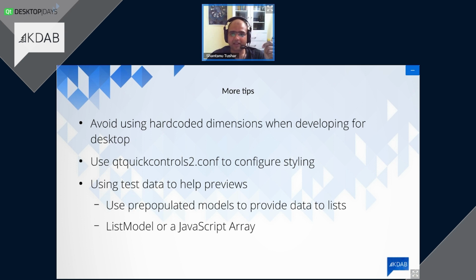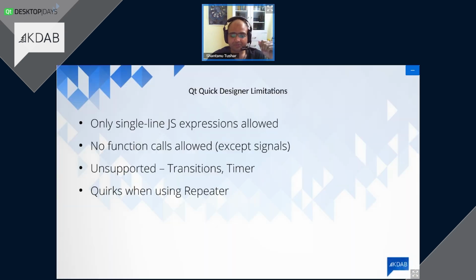You can also use a JavaScript array instead of a list model. That works if you're getting data from a web service. You can call the API, copy that JSON if it returns JSON, and you can just copy that directly into a JavaScript file and give it to the designer.